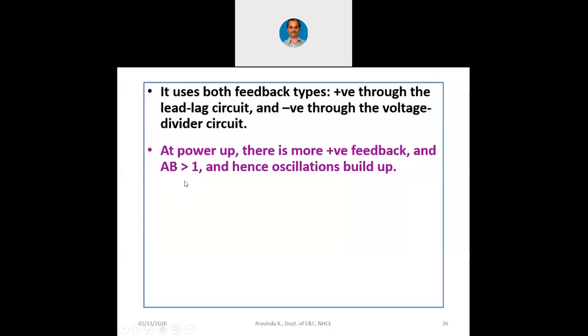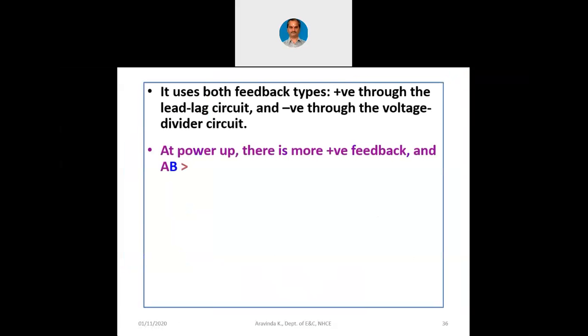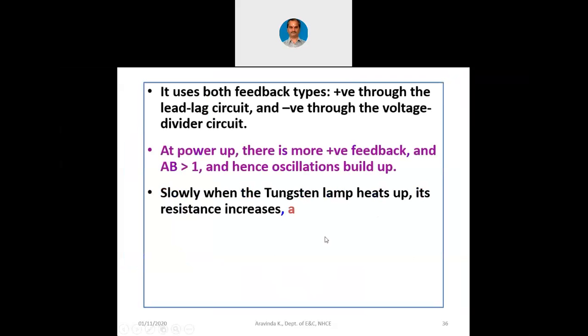What I am telling is, as soon as you switch on this Wein bridge oscillator, because an op amp contains many transistors inside, the operational amplifier will not immediately attain stability. It will take some time. So until then, there will be more positive feedback. You can see here in the circuit, until this op amp stabilizes, there is this positive feedback. Oscillations are building up, but the op amp would not have stabilized with the gain. That is where the tungsten lamp helps.